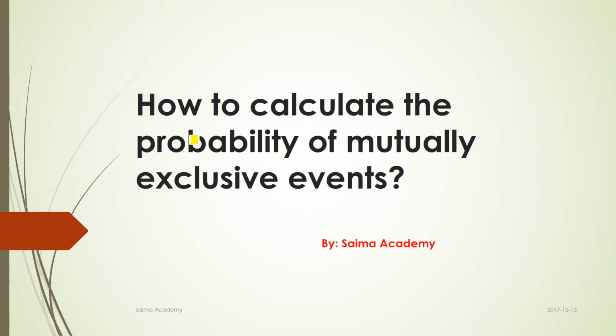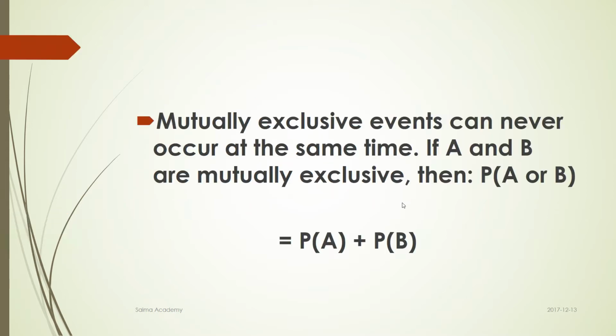In this lesson, I will explain to you how to calculate the probability of mutually exclusive events. First, I will define what is the meaning of mutually exclusive. So, mutually exclusive events can never occur at the same time. Either one event will come or the other will come.